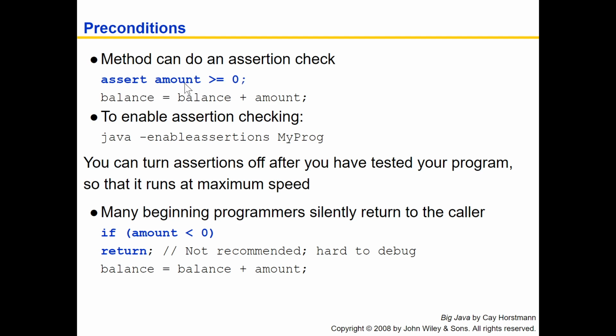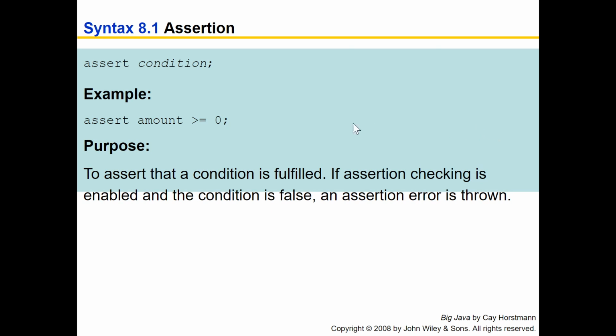So you can have a method do an assertion check. This is some new syntax you've never seen. You can assert that the amount is greater than or equal to 0. And you could use an if statement: if the amount is less than 0, just return. The textbook author doesn't recommend this, because it's hard to debug. But there does need to be error checking. If you're not checking for these sorts of things, then your program's not going to work as intended. All right? So you can turn on assertions, and then if this condition is false, an assertion error is thrown.